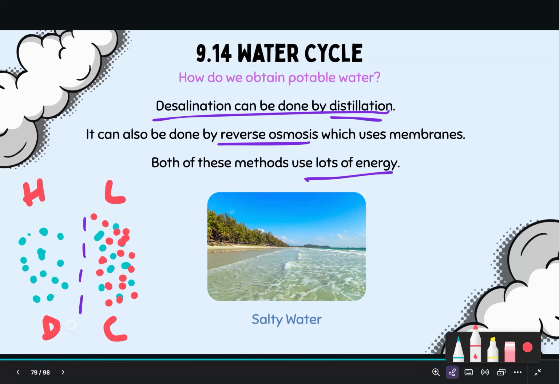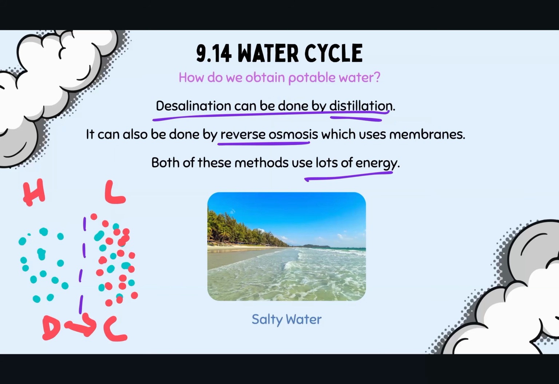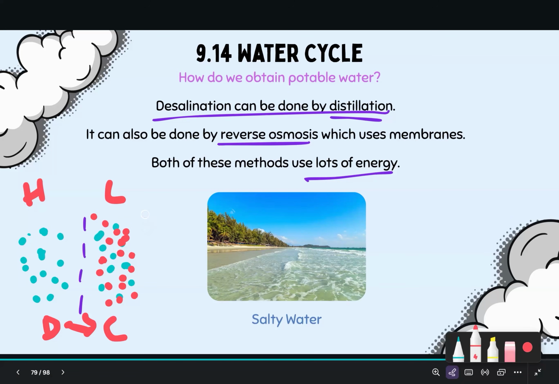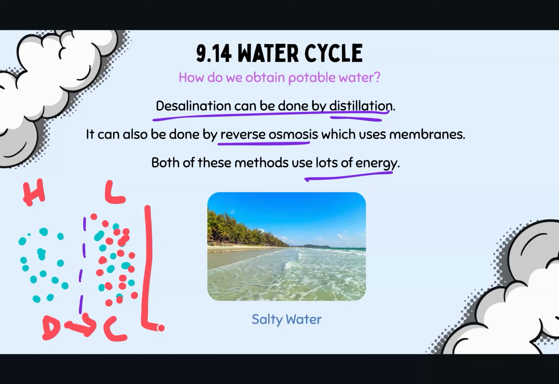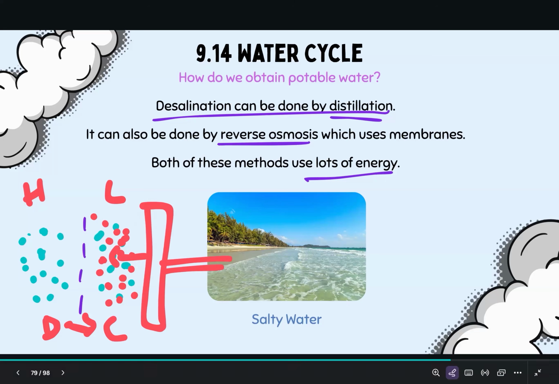So which way is the water going to go? Dilute to concentrated. But we don't want that to happen because we're going to end up with more salty water. So what actually happens is, in reverse osmosis, almost like a plunger type thing, it pushes this way and it forces the water through.